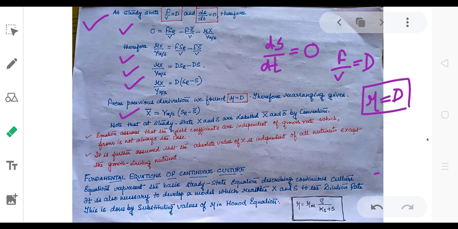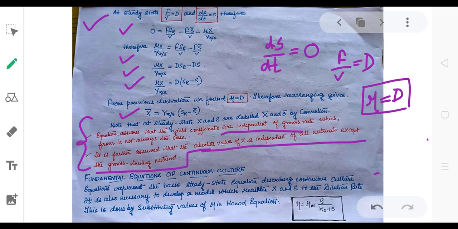From this particular equation, we can have two important conclusions. The equation assumes that the yield coefficient is independent of growth rate, which is not always the case. And it is further assumed that the absolute value of x is independent of all nutrients except the growth limiting nutrient. Am I clear? So this is the first derivation.